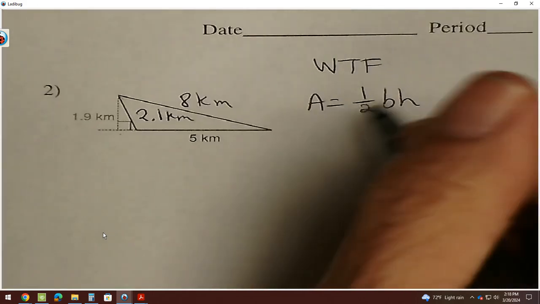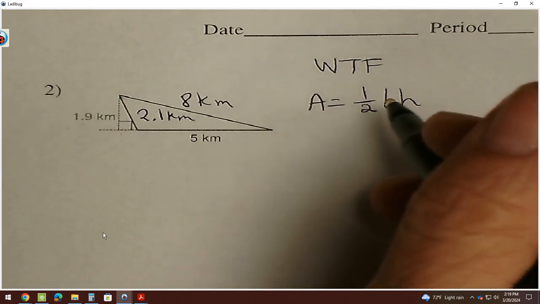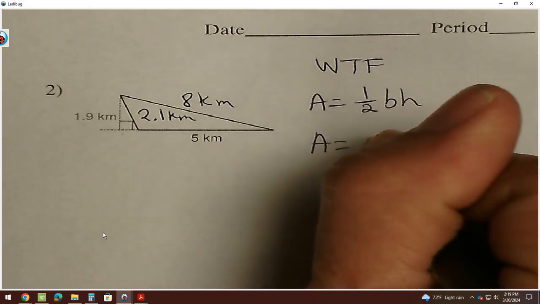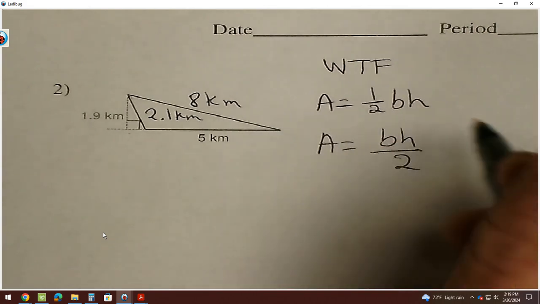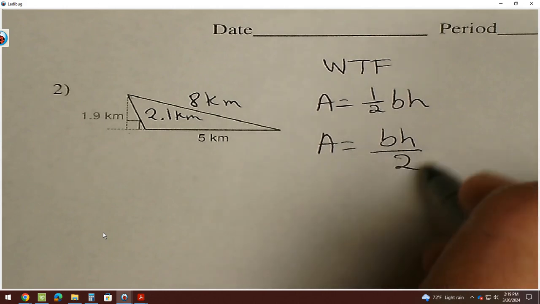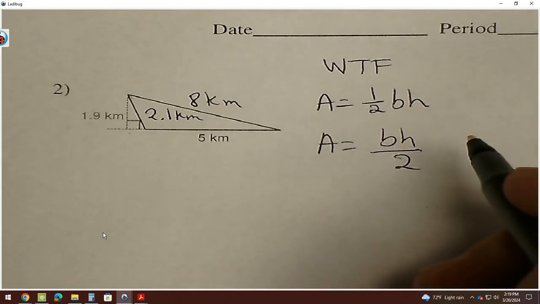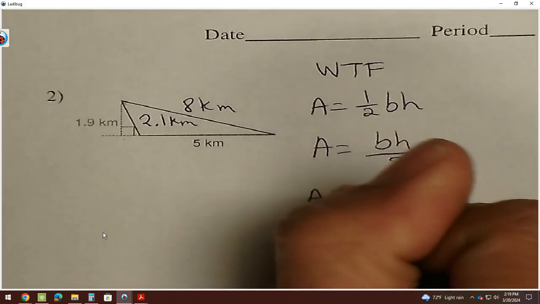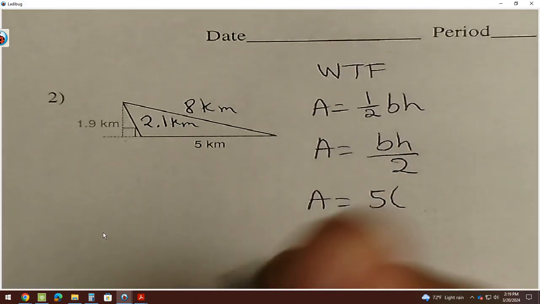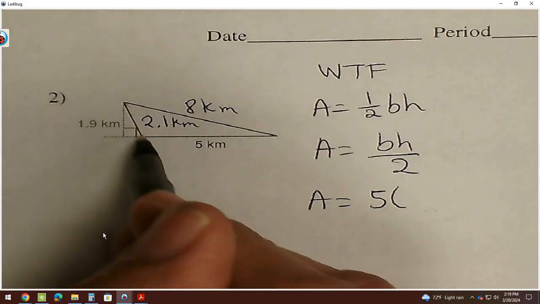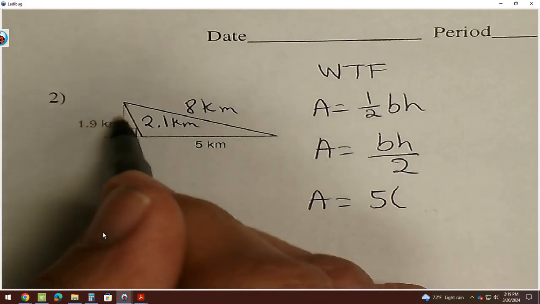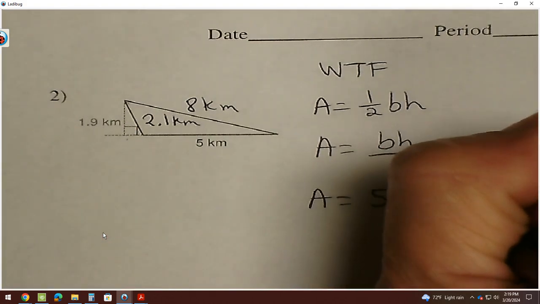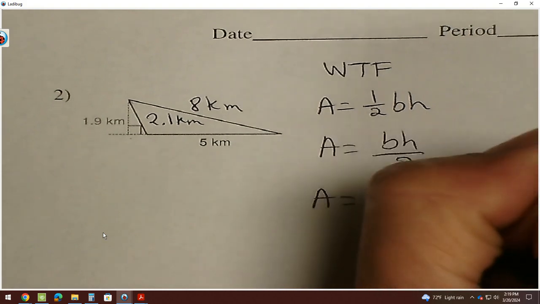So my question again would be, do I leave it like that or do I change it? In this case, we don't like to work with fractions that much, so we're going to change it to base times height divided by 2. Why? Because half of something means to divide by 2. Now who's the base? Well, it'll be 5. Who's the height? It won't be 2.1 because that does not form a right angle. It'll be 1.9 because there's your right angle. So 1.9 will be the height, divided by 2.